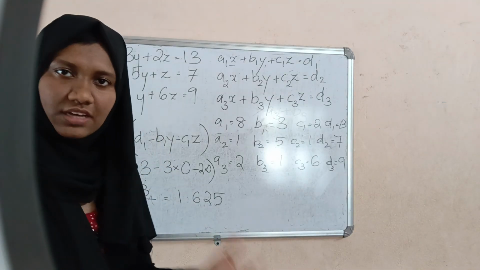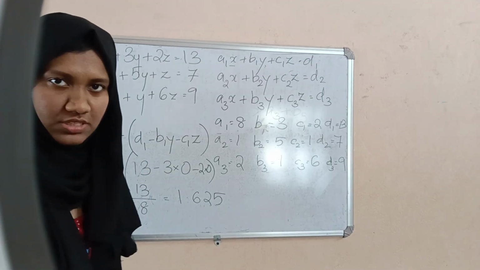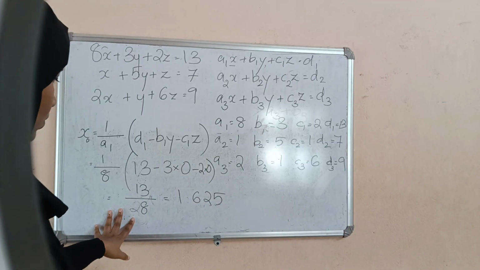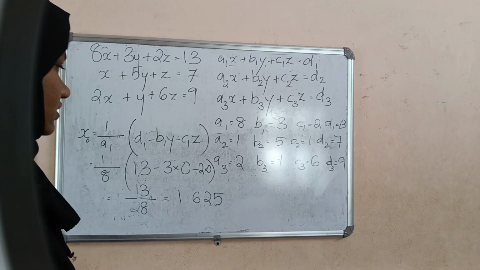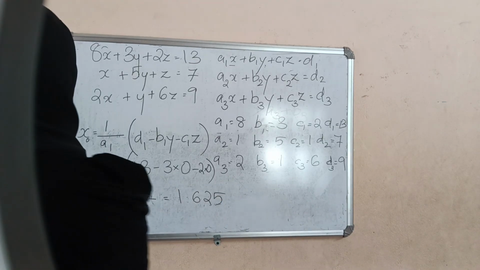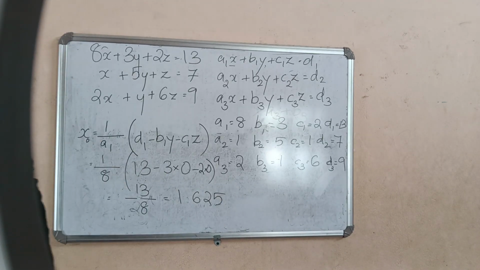I hope you are very clear with this. If you have any doubts, you can put them in the comment section. So when we divide 13 by 8, we got 1.625. This value is very important. This is our x0 value.